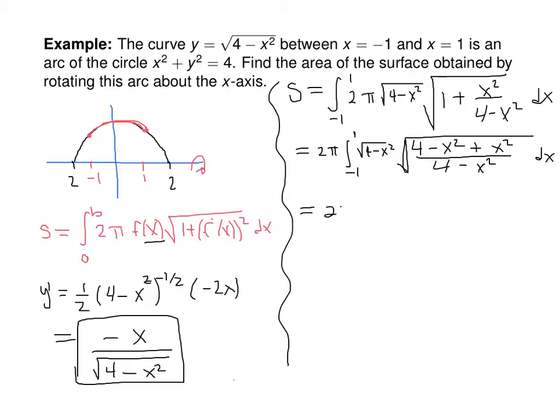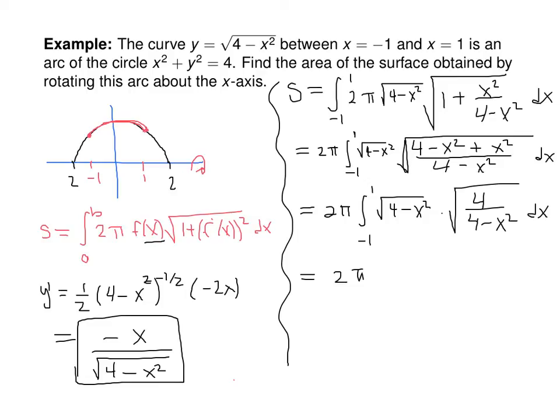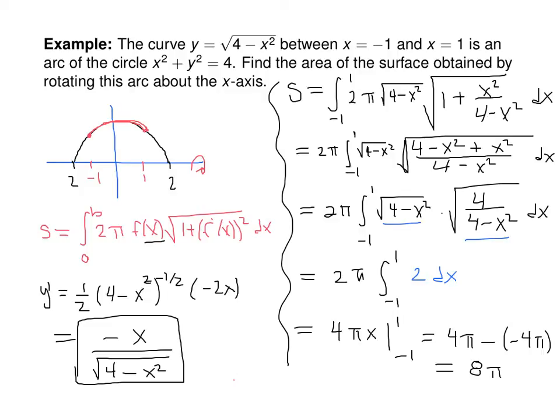Those x squareds cancel, just leaving me 4. So I have 2 pi times the integral from negative 1 to 1, root 4 minus x squared times root 4 over 4 minus x squared dx. And you'll notice that when you root the numerator and denominator individually in this expression, this will cancel with that, leaving you just the root of 4, which is 2 dx. Now the antiderivative of 2 is 2x, so we'll have 2x times 2 pi, that's 4 pi x, evaluated from negative 1 to 1. And this gives us 4 pi minus negative 4 pi, or a surface area of 8 pi.